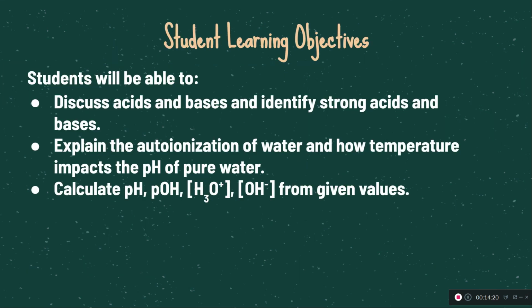Hopefully now you are able to discuss acids and bases and identify strong acids and strong bases. Another key critical point here that separates AP from general chemistry is explaining the autoionization of water and how temperature impacts the pH of pure water. And then lastly, make sure you can calculate pH, pOH, H3O+, and OH- from given values.